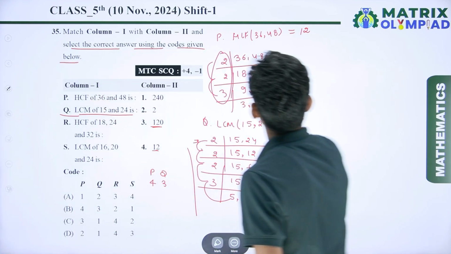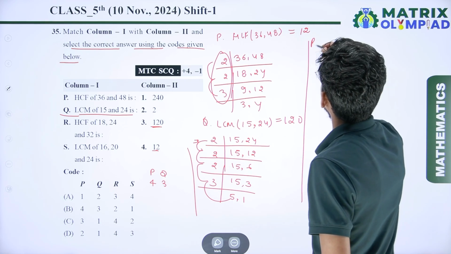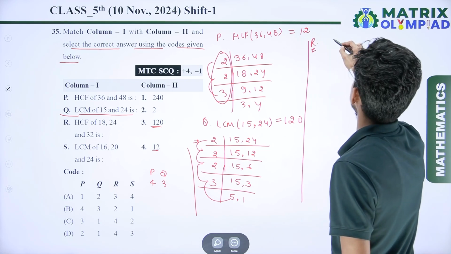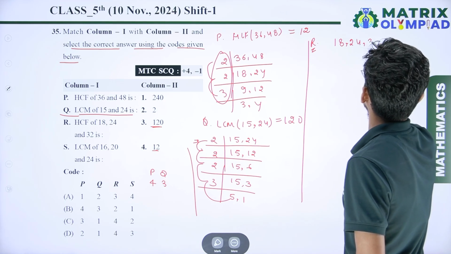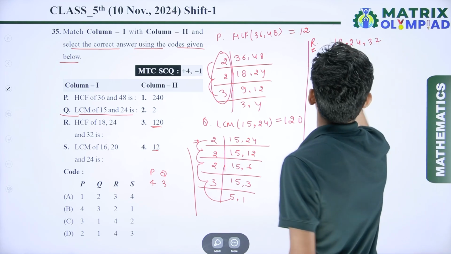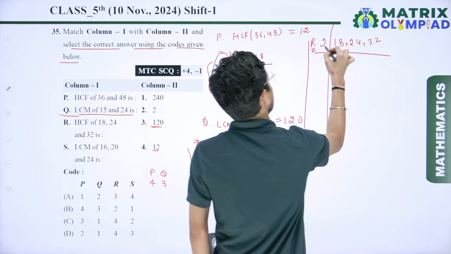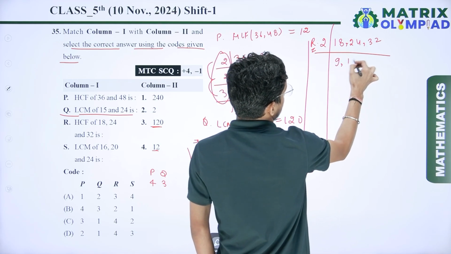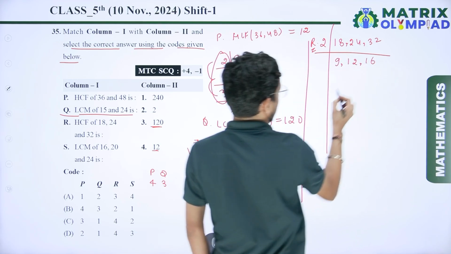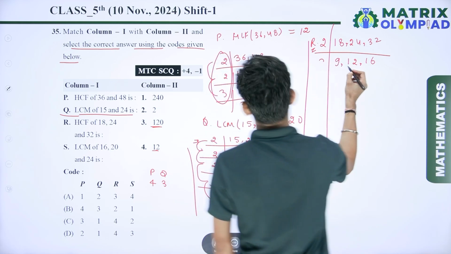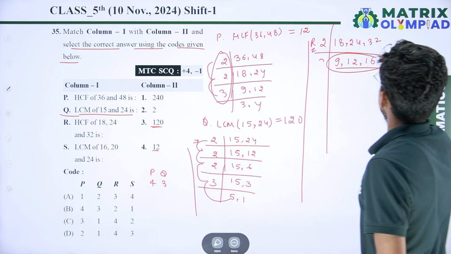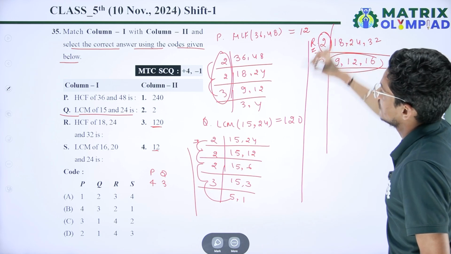So now if I talk about R, we again have to find the HCF. So we have to find the HCF of 18, 24 and 32. Simple, if we take 2, then here I get 9, 12, 16. These have no common factor, so I can say the HCF is 2.